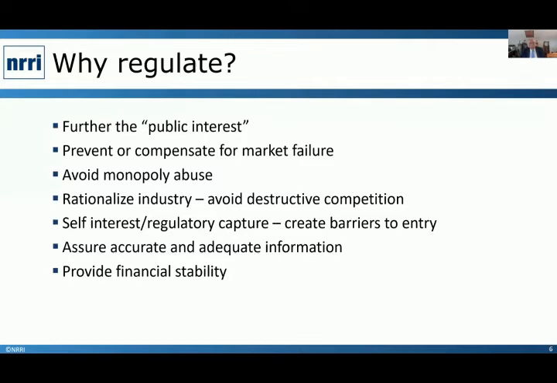Regulation can prevent or compensate for market failure. What is market failure? When there are non-priced goods, largely environmental issues, where externalities are not priced in the market. Another reason for regulation is to avoid monopoly abuse.